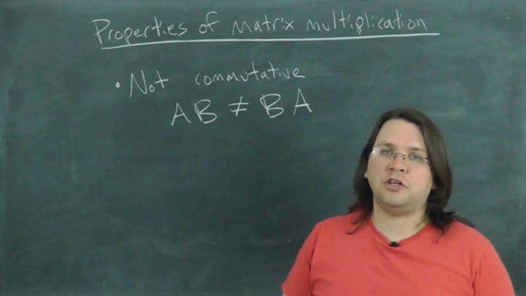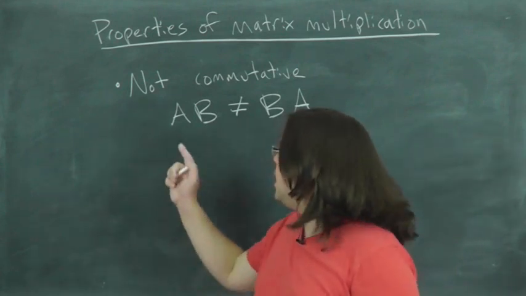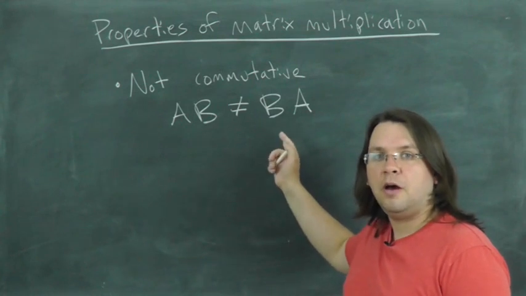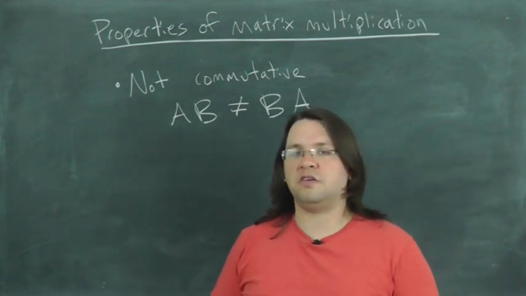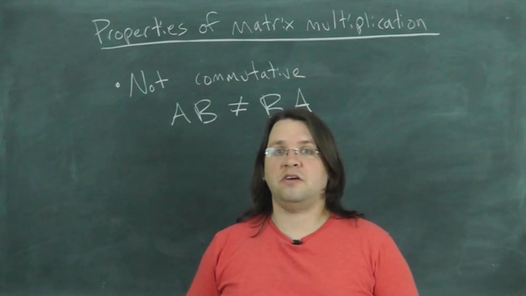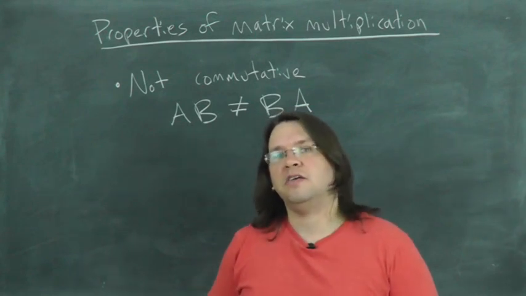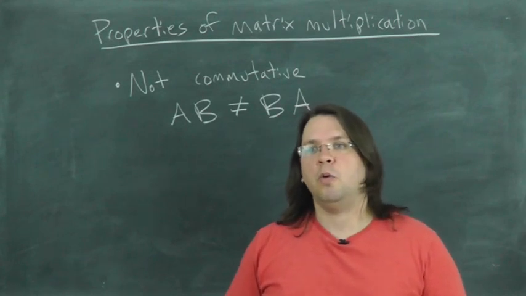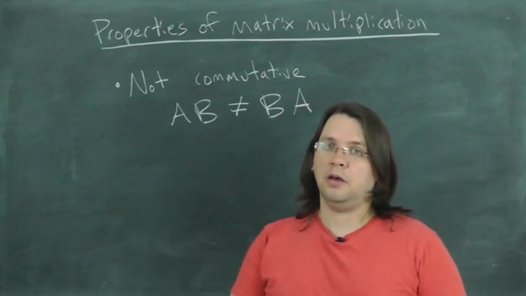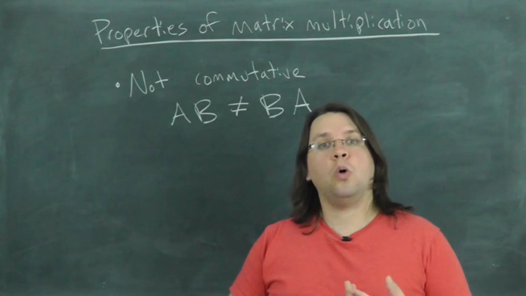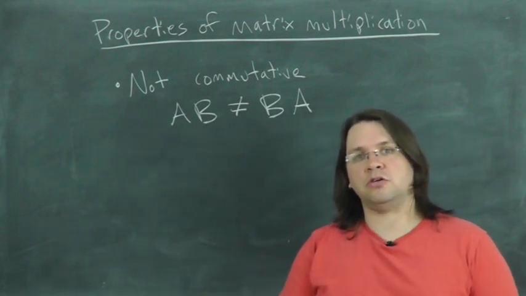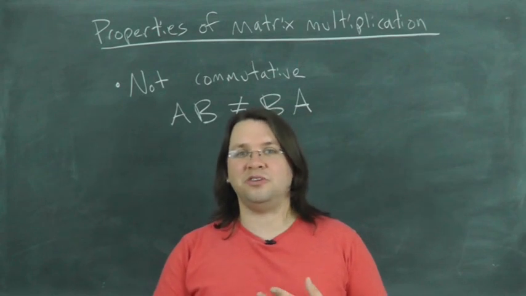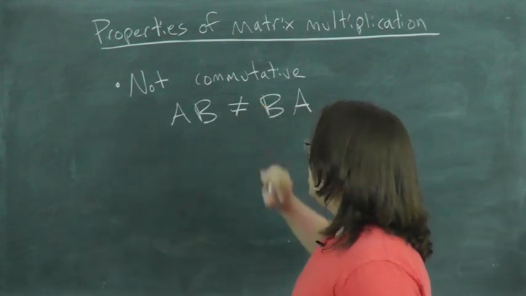If they do match up, there's still nothing to say that A times B is the same size as B times A. But furthermore, even if they are the same size, there's still nothing to say they're actually the same matrix. It's pretty easy to come up with examples in all of these cases where either you can't multiply B times A, or you can multiply it, but you get a matrix of a different size, or you get a matrix of the same size, but it's still different. Not commutative.